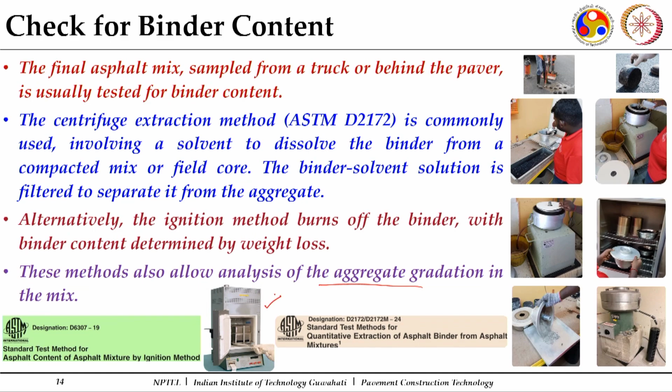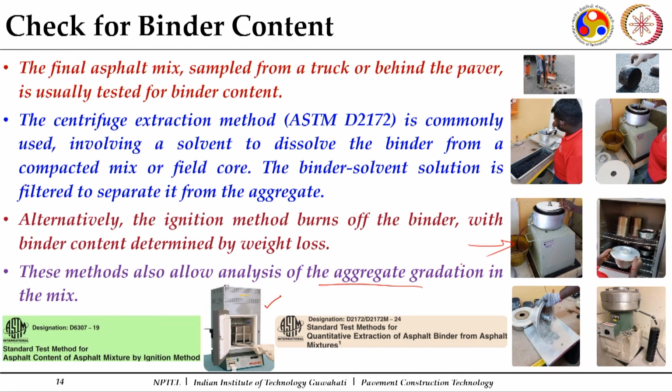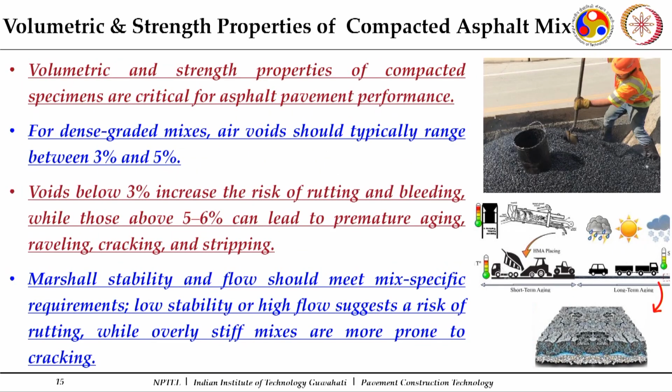This is how an ignition oven looks, which burns off the binder, and the binder content is determined as the weight loss which is experienced. Whereas in the other one, the binder solvent is filtered and the aggregates are separated out. Normally the solvents are hazardous ones, so nowadays this ignition method is also preferred. Non-hazardous solvents have also come into the picture. This is how a centrifuge extraction is done. You use the binder and solvent, and you separate out the binder which is dissolved in the solvent from your aggregate parts. Then you get the binder content, how much binder you are actually getting in a mix.